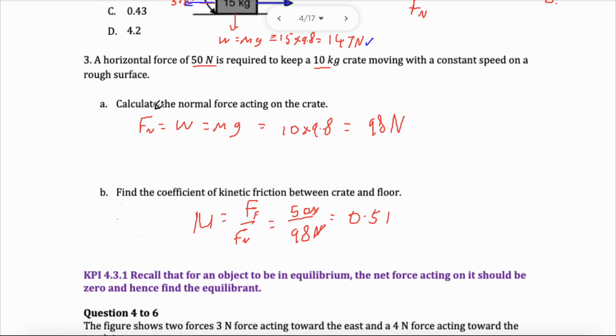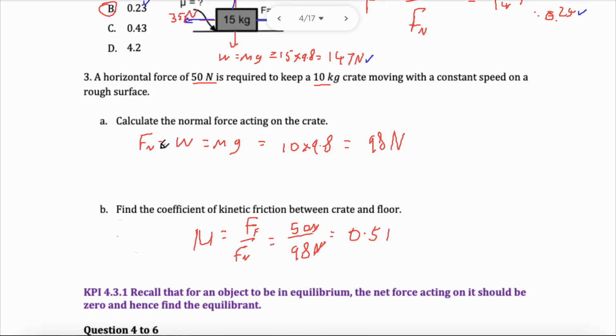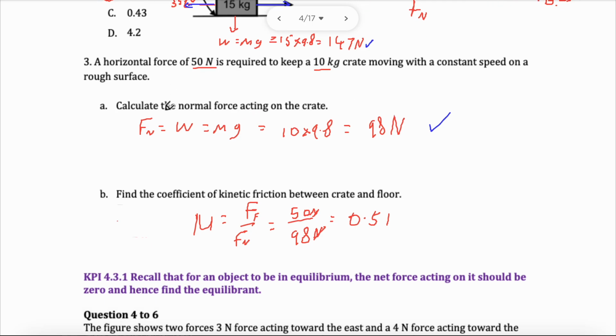Calculate the normal force. That is just finding the same thing we did here, W equals mg. It becomes the same as the normal force. So normal force is W, which is mg. I just need to do 10 multiplied by 9.8. I will get the answer of 98 newtons. That's all you have to do. Formula, numbers, answer, by the way. If you want to get full marks in a short answer, you must remember formula, numbers, answer.